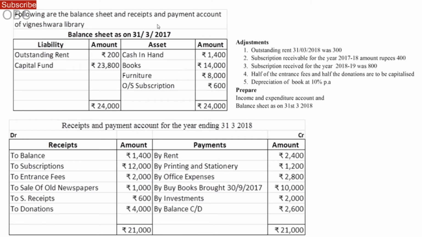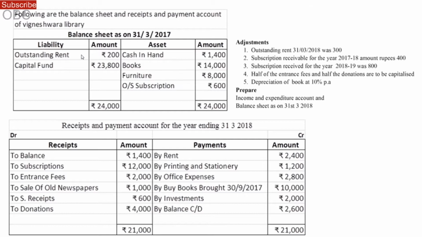Okay, let us start the sum. As usual, we'll first analyze the sum, then we'll move on to solve the problem. Okay, this is the question. Following are the balance sheet and receipts and payment account of Vigneshwara Library. The balance sheet is very small and quite simple.